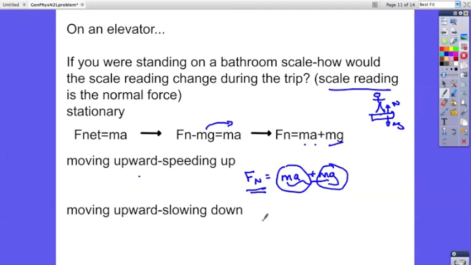What if you're moving upward and slowing down? Well, let's look at that equation again. If you're moving upward, but you're slowing down, that means you're going to have a negative acceleration. So this term becomes negative. Now that means the normal force is going to be less than your weight. Here's your weight. If you have a negative acceleration, then the normal force is your weight minus ma. And so if you're moving upward and you're slowing down, that scale reading is going to be lower than your weight.